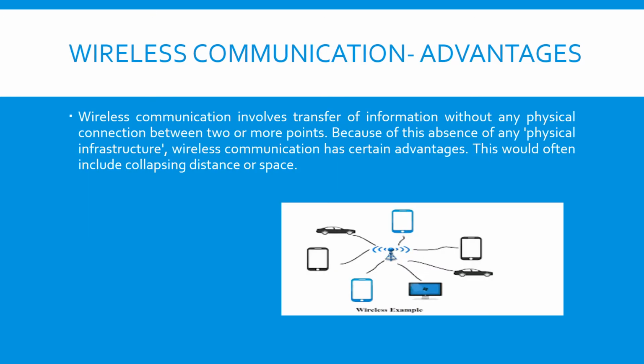Now, what are the advantages of a wireless communication over wired network? What are the major advantages? Wireless communication involves transfer of information without any physical connection between two or more points, as we studied. Because of this absence of any physical infrastructure, wireless communication has certain advantages. Because there is no physical connection between the two devices, the connection is not limited to a particular area or a particular point.